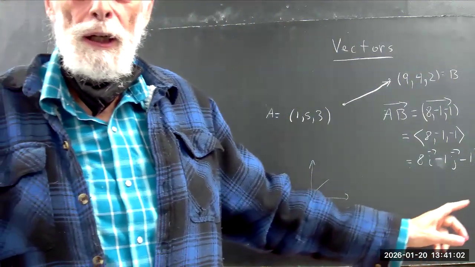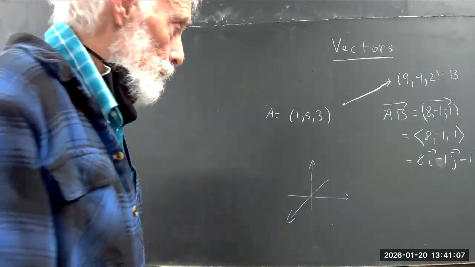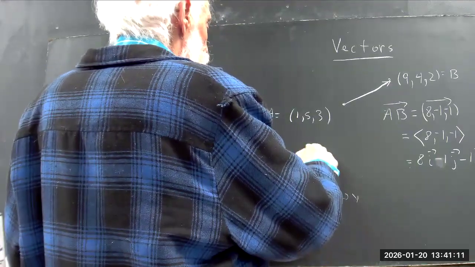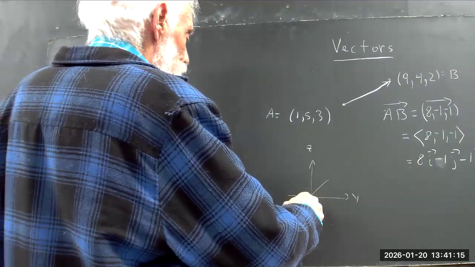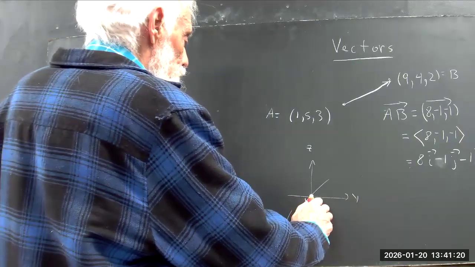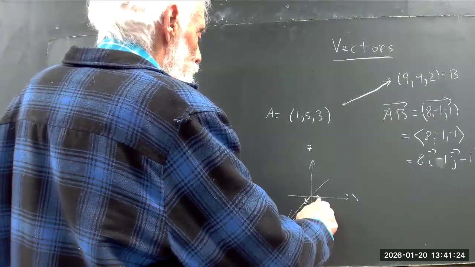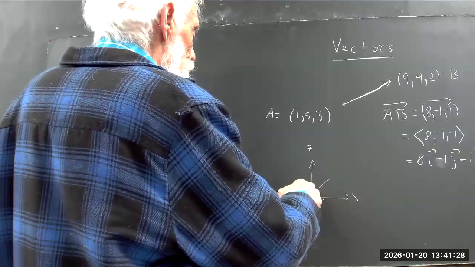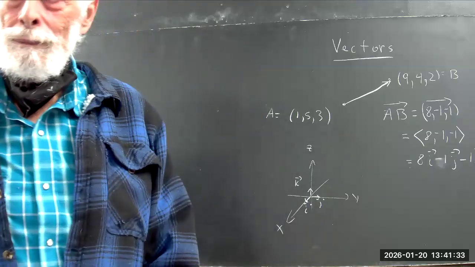Anybody unfamiliar with the i, j, and k vectors? Okay. Let's say here's the x-axis, here's the y-axis, here's the z-axis. The i vector is just a vector of length 1, magnitude 1, in the x direction. The j vector in the y direction. The k vector in the z direction.